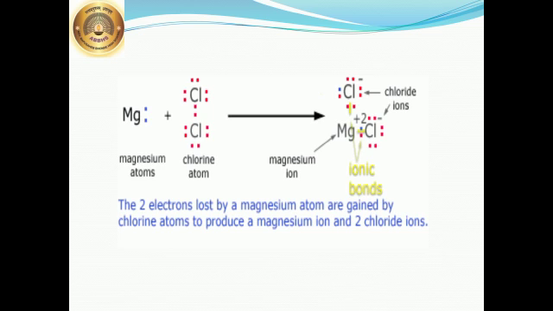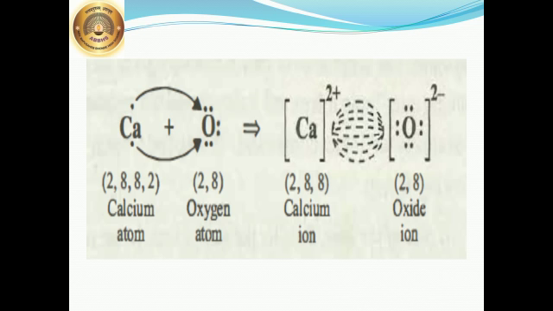See, you can see it here, magnesium atom combines with chlorine to give you magnesium ion. The 2 electrons lost by magnesium atom are gained by chlorine atoms to produce a magnesium ion and 2 chloride ions. So, magnesium is a cation and chlorine is an anion. See, in this example also you all can see it, calcium atom, oxygen atom. So, calcium ion and oxide ion are formed.